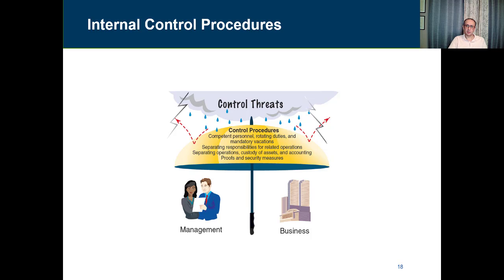Here we can see the control threats, and we have management and business, and the control procedures are the things that would protect management and the business from these control threats. Again, to summarize, remember these points: competent personnel, rotating duties, mandatory vacations, separating responsibilities for related operations, separating operations, custody of assets, and accounting, proofs and security measures. All of these are different techniques for control procedures.